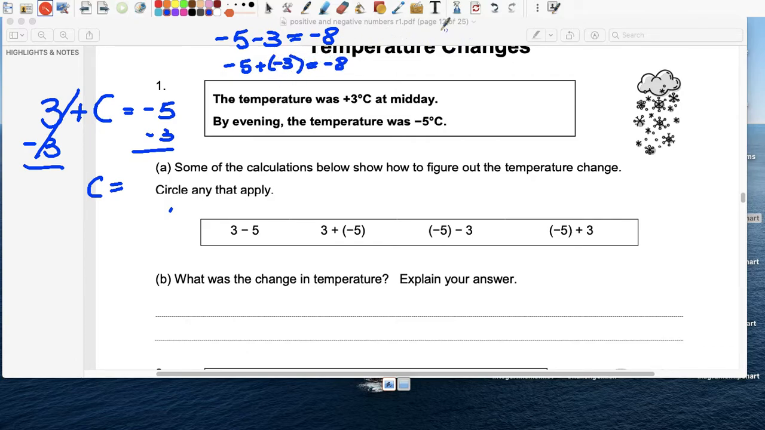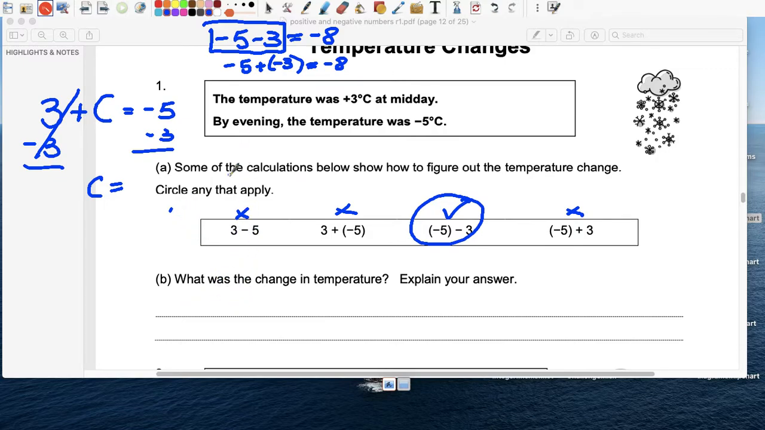So the two expressions that I could have used to find the change, if you look here, -5 minus 3, which is this one. Is there anything that says -5 plus -3? Not this one, because that doesn't give me -8. This one gives me -8, and this one does not. So the only one is that one. So to find the change in temperature, what did I really do?